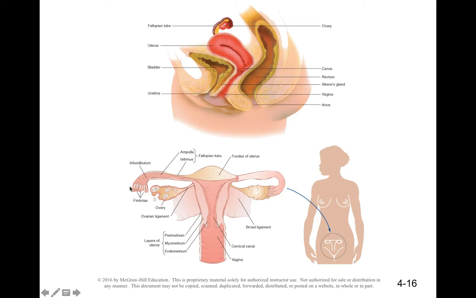Here are the fimbriae, or the finger-like projections of the fallopian tube, right? The fallopian tube is this structure right here. You have the fimbriae of the fallopian tube. You have the infundibulum, which is this first portion right here, the ampulla, the isthmus of the fallopian tubes.